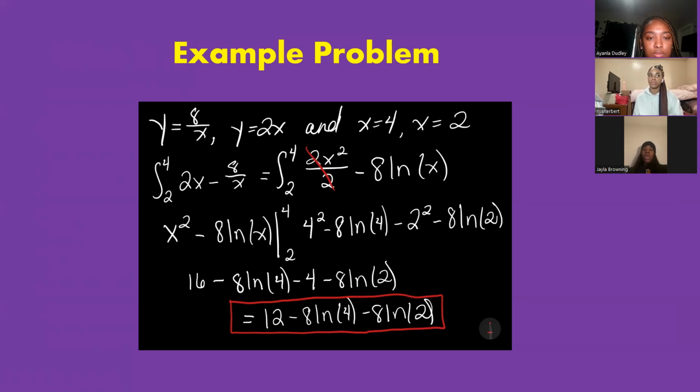In this case, once we have that, now we're going to plug in our limits. It's always f of b minus f of a. Once we plug in our limits, we're going to simplify and combine all like terms. We're going to leave 8 natural log of 4 and 8 natural log of 2 as they are. But now we see that we have 16 and negative 4. We know 16 minus 4 is 12. So our answer would be 12 minus 8 natural log of 4 plus 8 natural log of 2.